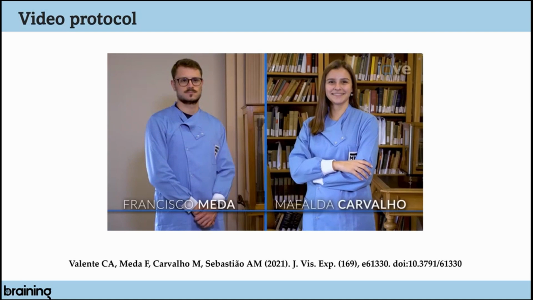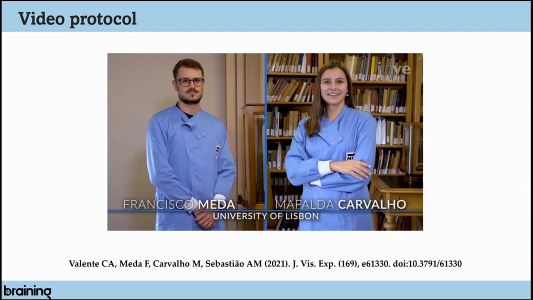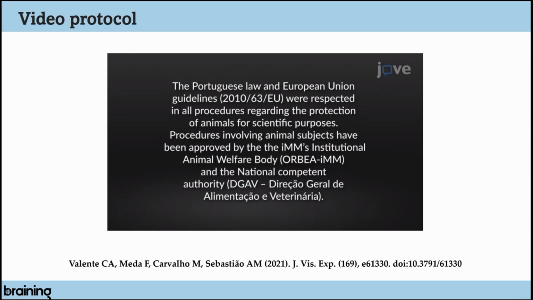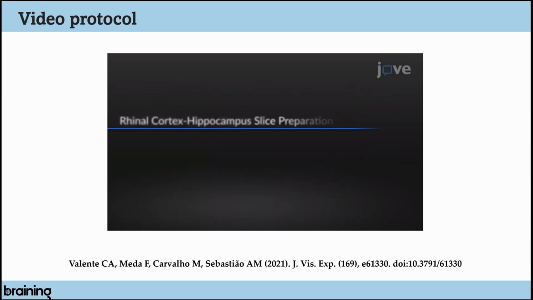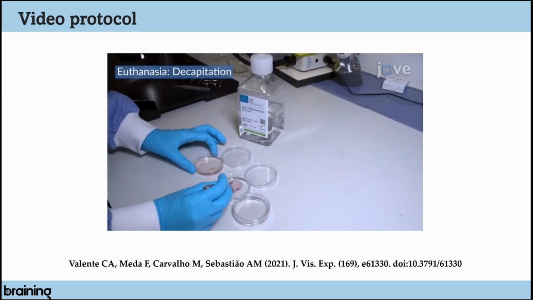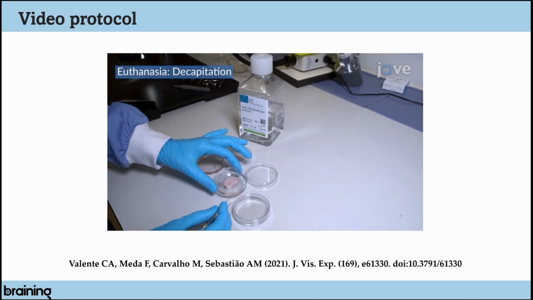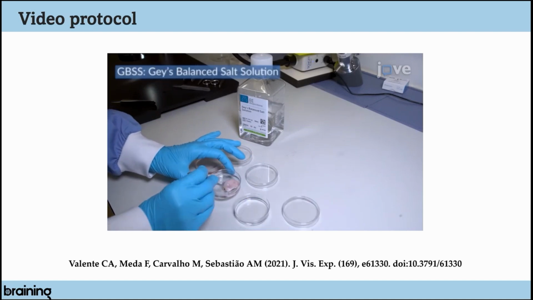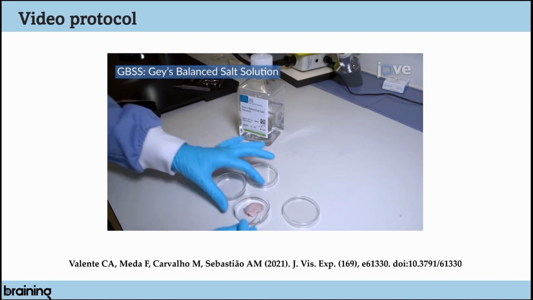Demonstrating the procedures with me will be my students, Francisco Meda and Mafalda Carvalho. To harvest the brain from a postnatal day 6 to 7 Sprague Dawley pup, first wash the head 3 times in 5 milliliters of GBSS.